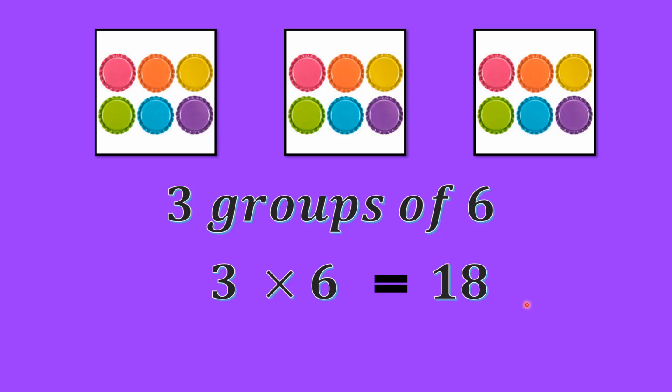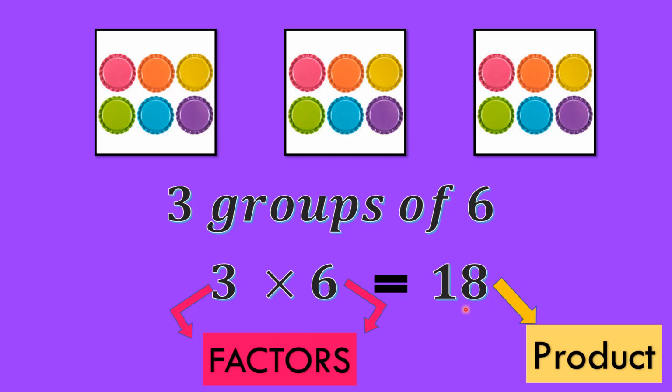Class, let's remember that we are multiplying here 3 and 6, and that is what we call the factors. The numbers to be multiplied are what we call the factors. You understand? And the product, we call product the answer in multiplication. So 18 here is the product. Do you understand?